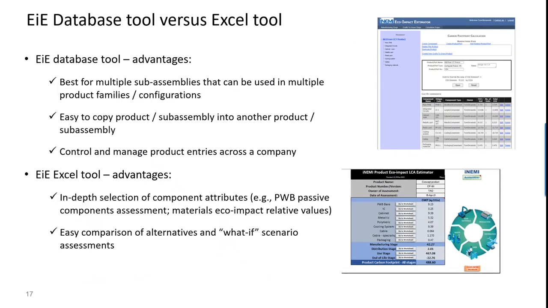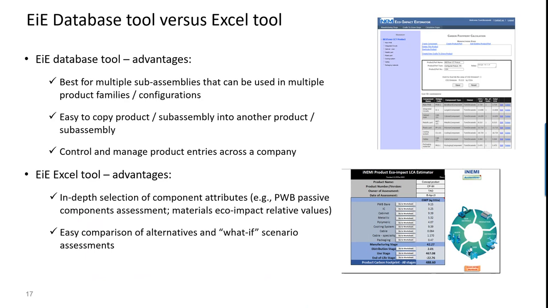So the differences between the database tool and the Excel tool, very briefly, is the database tool gives you a means to build a hierarchy. It's very good if you have multiple sub-assemblies and you're combining them together. And let's say you even build different configurations for different product types or configurations to your customer. That database tool can have those components interswappable, and you can do that relatively quickly with the database version. And likewise, you can also then control and manage those product entries very nicely in the database with the security built in behind it.